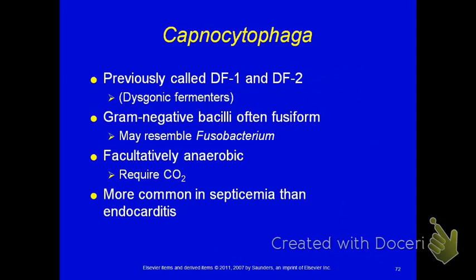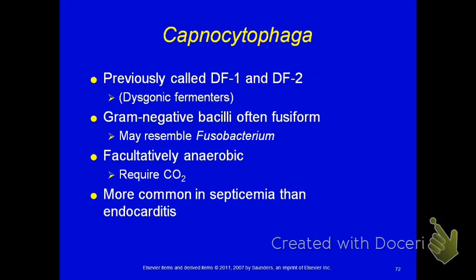Okay, Capnocytophaga. Previously called DF-1 and DF-2, which refers to dysgonic fermenters, which means they cannot ferment as much as compared to other bacteria. That's why the term dysgonic. They are gram-negative bacilli, often fusiform, so they may resemble Fusobacterium. They are anaerobic, but they are also capnophilic since they require carbon dioxide for growth.